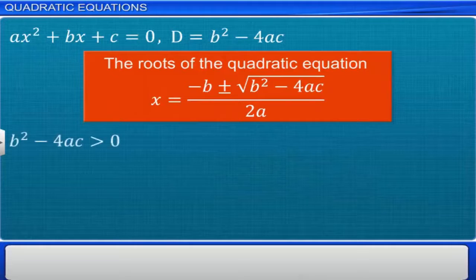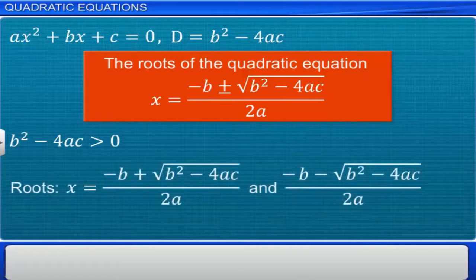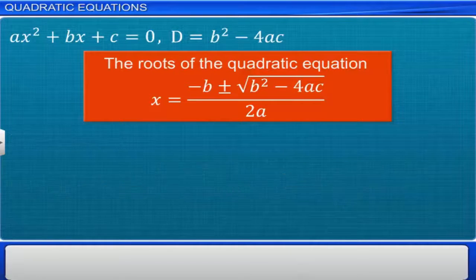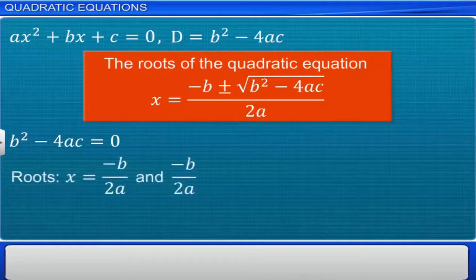If the discriminant is greater than 0, then the roots of a quadratic equation are real and distinct. They can be obtained by using the given formulae. If the discriminant is 0, then the roots of a quadratic equation are real and equal. They are minus b divided by 2a.